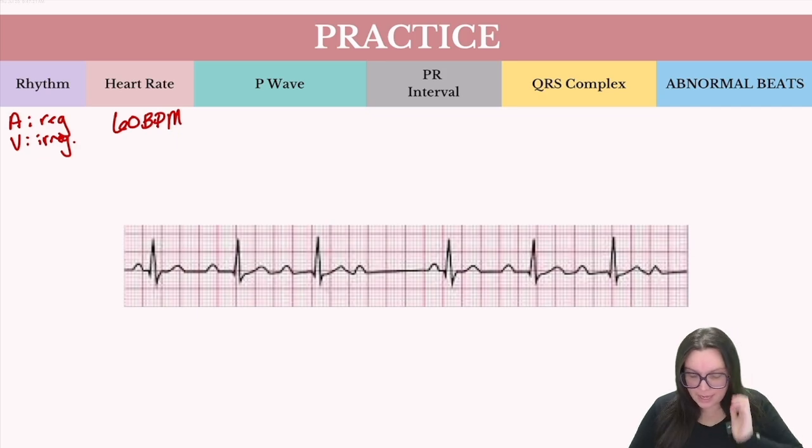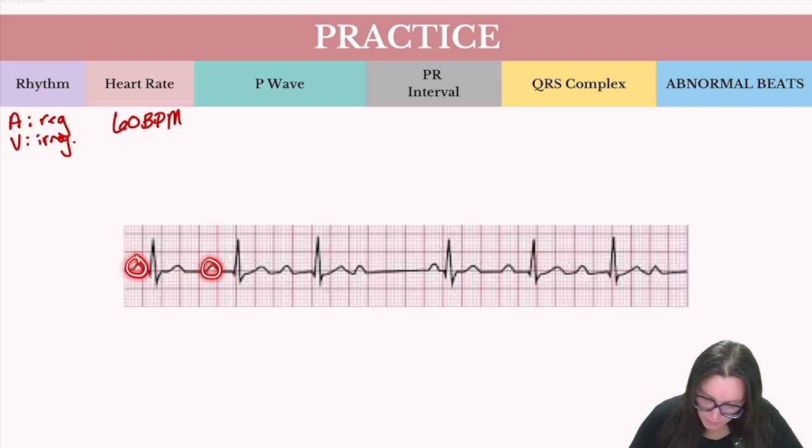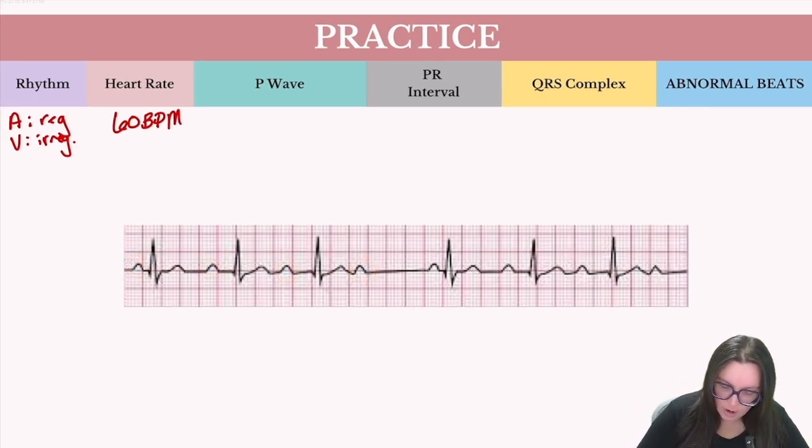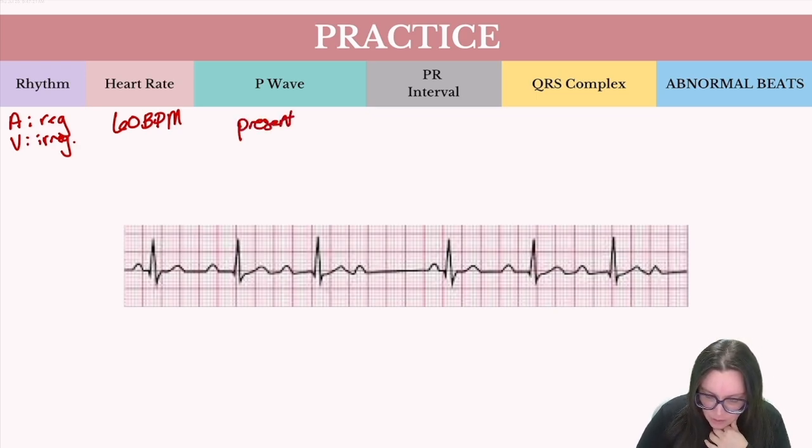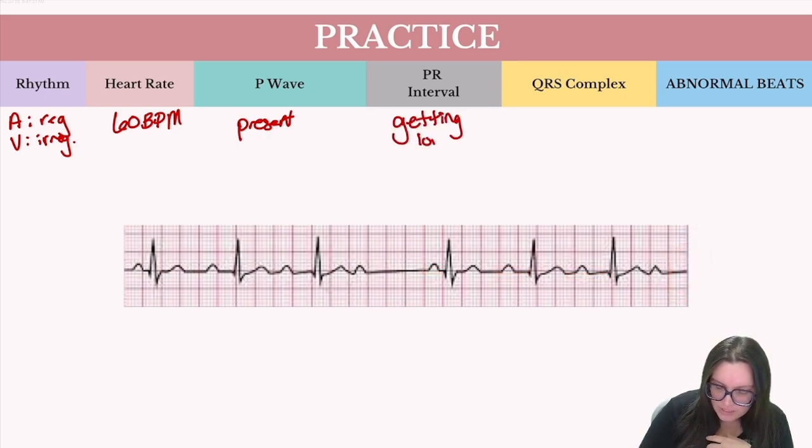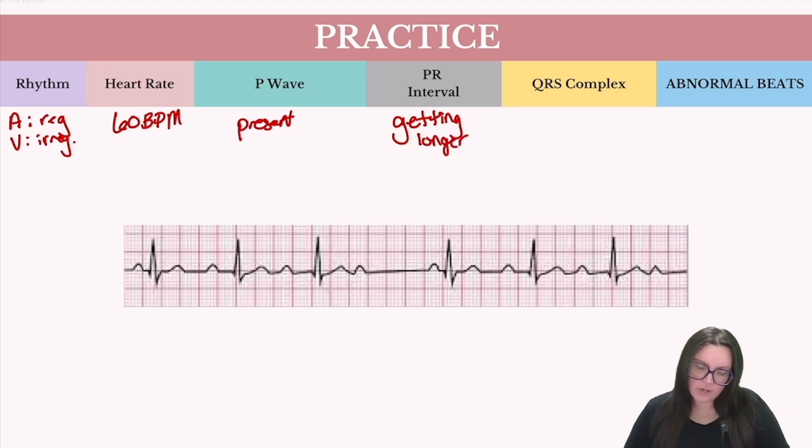Do I have P waves? I absolutely do. I have a P wave here, P wave here, P wave here, P wave here. So they are present in this situation. But when I'm looking at my PR interval, I'm noticing some kind of pattern here. So right here, it's a little short, and then it gets a little longer, then it gets a little longer, and then I have a P wave and nothing behind it, right? We got ghosted. And then it goes back to that same pattern. It's a little short, gets a little bit longer, and then again, I have a drop. So we have a PR interval that is getting longer as we move down our 6-second strip. What about our QRS complex?